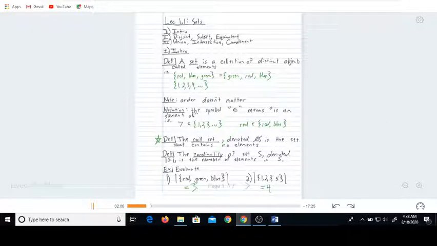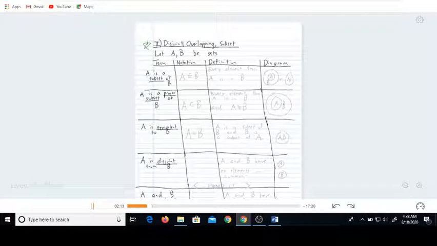So let's talk about comparing sets. So let's look at disjoint, overlapping, and subsets. Let A and B be sets. So first thing we're going to talk about is what it means to have a subset. So a subset is denoted as such. That's the symbol for subset. And this is saying A is a subset of B. And what this means is every element from A is in B. So A is a subset of B because it's completely contained inside B.